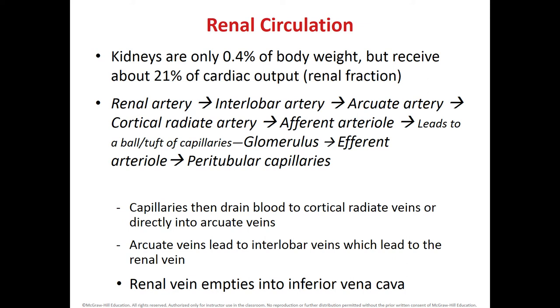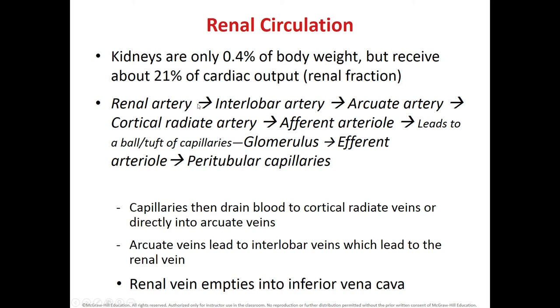So the kidneys have the following circulation. So they receive 21% of the cardiac output, and this is called the renal fraction. They receive this much blood supply from the renal arteries coming from the aorta because they are very active to excrete all these wastes from our body. And these are the following divisions of the blood vessels that run through the kidneys.